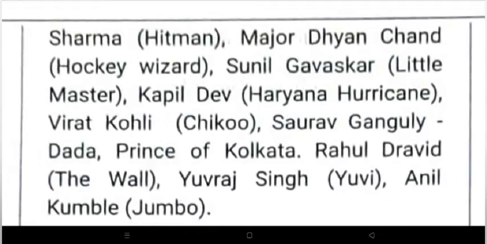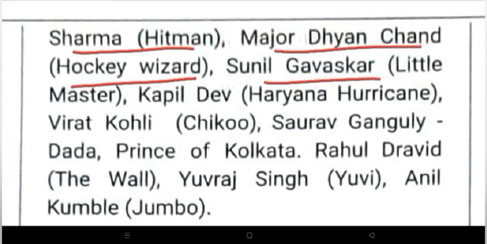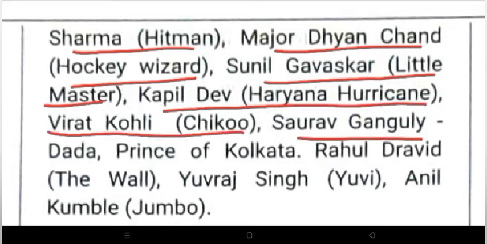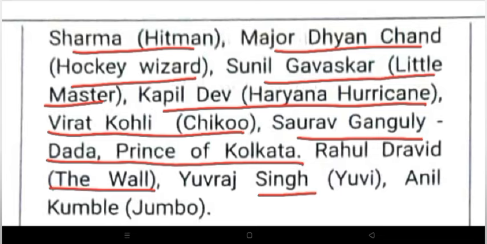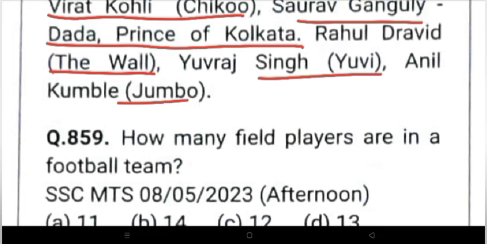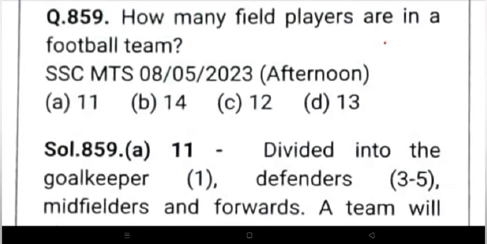Rohit Sharma is the Hitman. Major Dhyan Chand, the hockey wizard. Sunil Gavaskar, Little Master. Kapil Dev, Haryana Hurricane. Virat Kohli, Chiku. Sourav Ganguly, Dada, Prince of Kolkata. Rahul Dravid, the Wall. Yuvraj Singh, UV. Anil Kumble, Jumbo. Next, how many field players are in a football team?